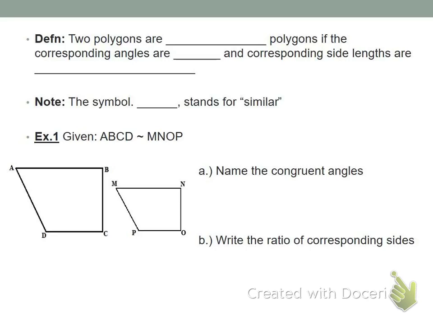Two polygons are similar polygons if the corresponding angles are congruent and the corresponding side lengths are proportional, meaning they're in the same ratio. This is going to feel similar to when we did congruent polygons or congruent triangles, because we will still have angles that are congruent. But this time the sides are not necessarily going to be congruent. They'll just be proportional.